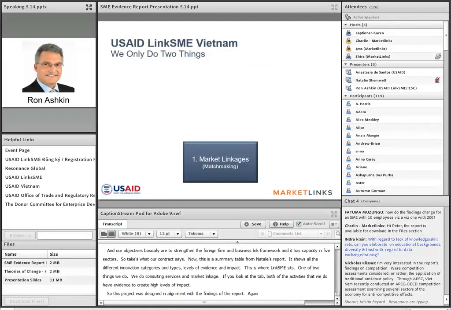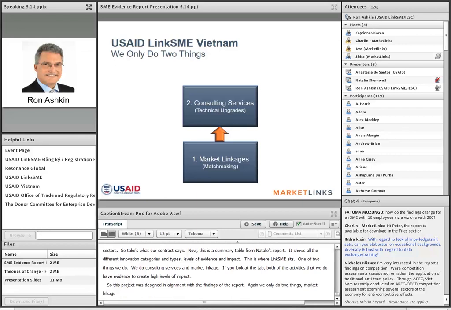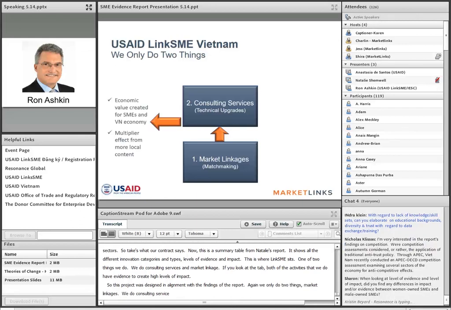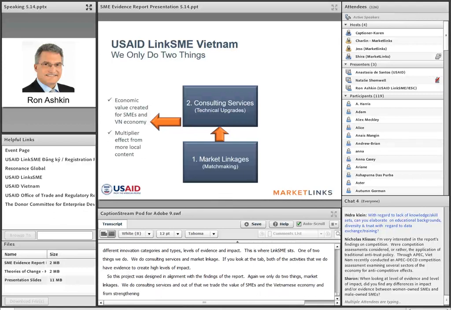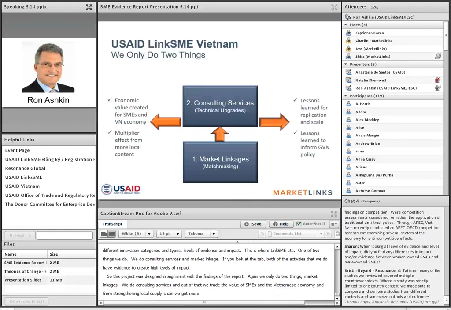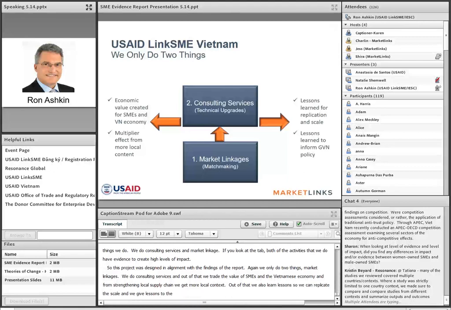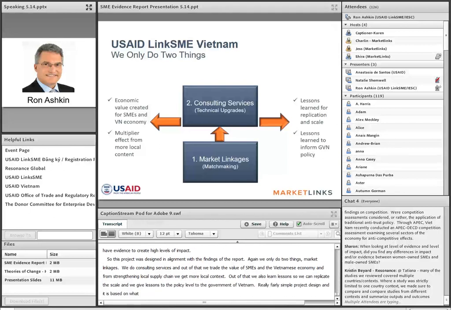Again, we only do two things. We do market linkages, we do consulting services, and out of that, we actually create economic value for SMEs and the Vietnamese economy. And from strengthening local supply chains, we get a multiplier effect from more local content. Out of that, we also learn lessons so we can replicate and scale, and we give lessons to the policy level, to the government of Vietnam. So really a fairly simple project design, and it's based on what actually works. I actually didn't compare presentations with Natalie beforehand, and we came up with the same conclusion. Basically, do what works.